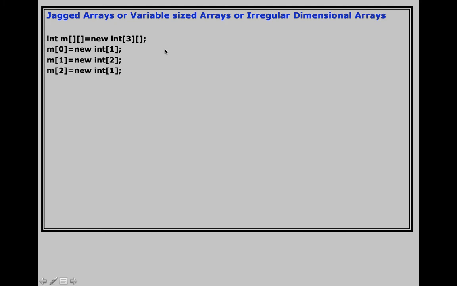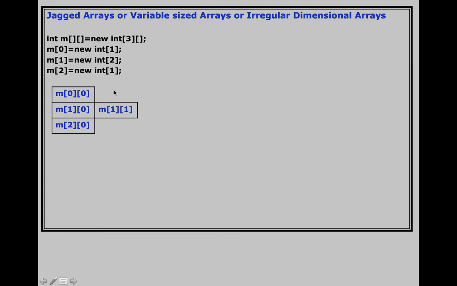So over here, I wrote M of 0 equal to new int 1. So what will happen is row number 0 will get 1 column. Row number 1 will get 2 columns. Row number 2 will get 1 column. I'm sure some of you are confused, so your confusion will go away when you see this diagram.